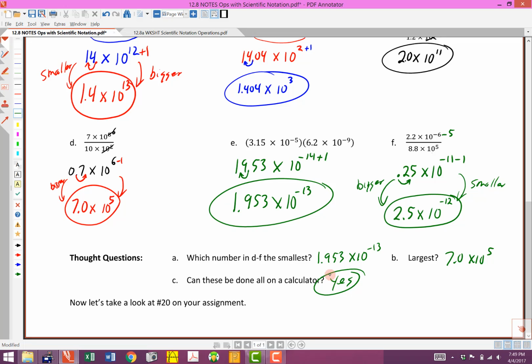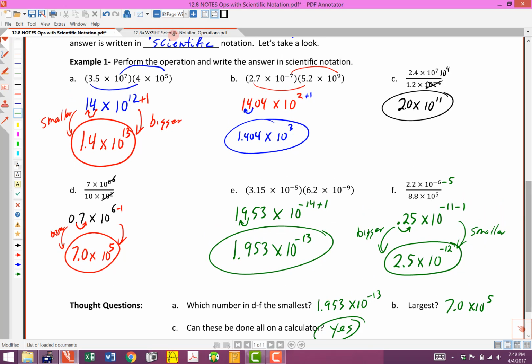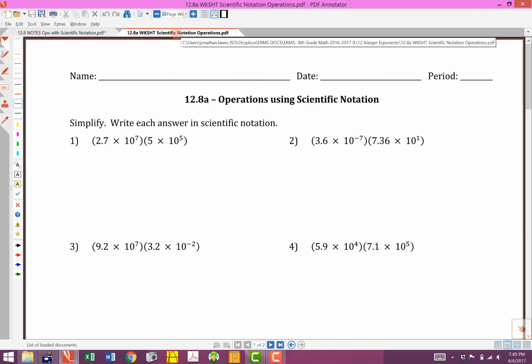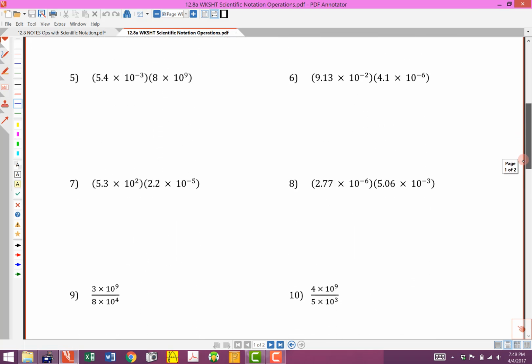So now we're going to take a look at problem number 20 on your assignment. I'm going to give you just a second to get that worksheet out. It's 12.8a. I'm going to flip over to that one, and we've done 6 examples that are very similar to ones on your assignment. And now I'd like to take a look at number 20. So here's the front side of the assignment. You'll notice as I kind of scroll through here, those should look pretty familiar.